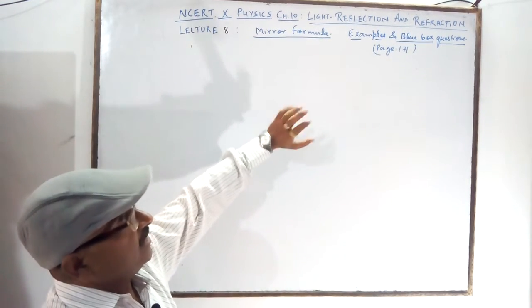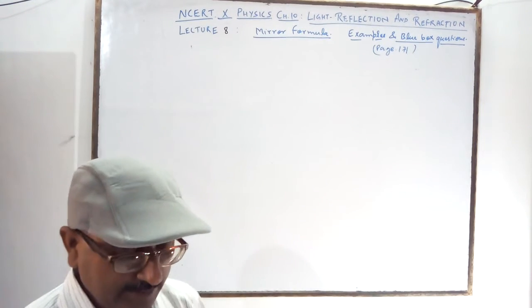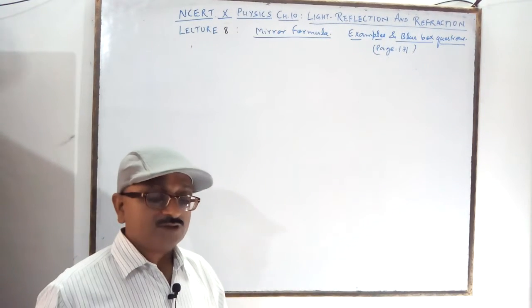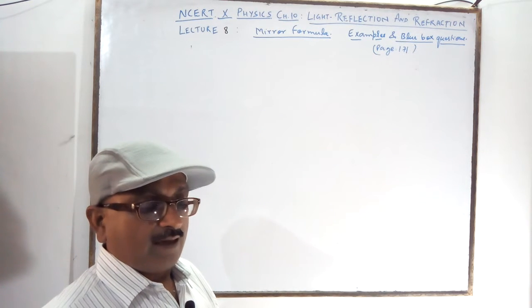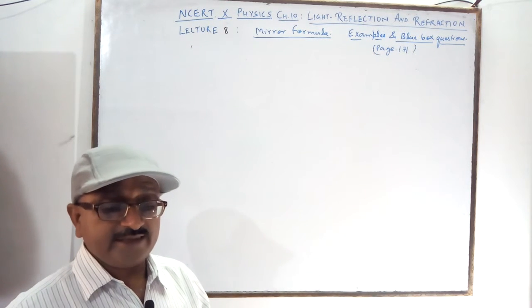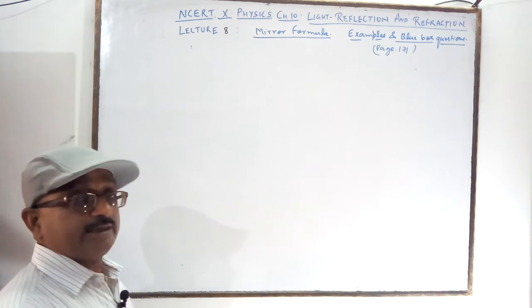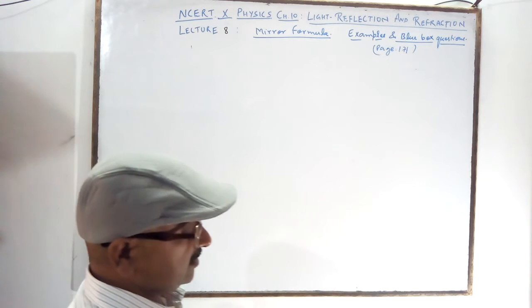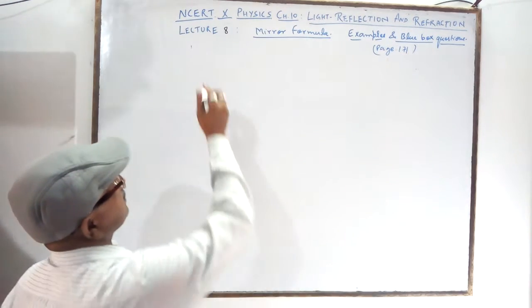Mirror formula I have told you in the previous lecture. Here you see an example from NCERT. A convex mirror used for rear view on an automobile has a radius of curvature of 3 meter, and a bus is located behind it 5 meter away from it. Find the nature, position and size of the image formed in the convex mirror.